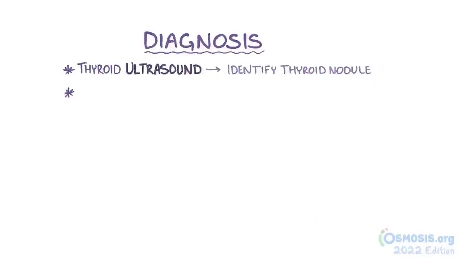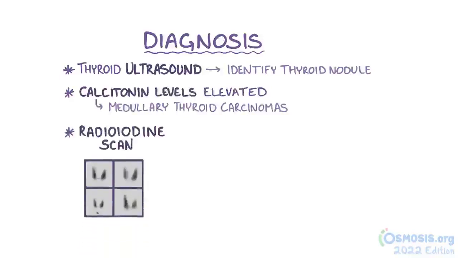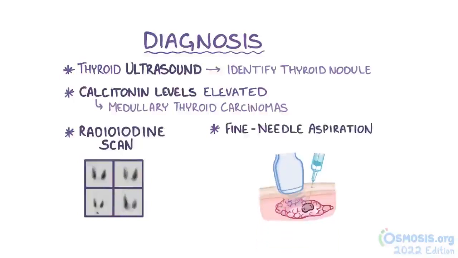The diagnosis of thyroid cancer often starts with imaging studies, like a thyroid ultrasound, which can help identify a thyroid nodule. Calcitonin levels are usually elevated in medullary thyroid carcinomas. A radioiodine scan can also be useful, and that's where radioactive iodine is ingested and taken up by cells that make thyroid hormone. Usually, thyroid tumors don't make thyroid hormone, so they're cold nodules. The best way to be sure, though, is to use fine needle aspiration, where a thin needle is used to take small tissue samples from the thyroid nodule in order to identify the type of tumor.